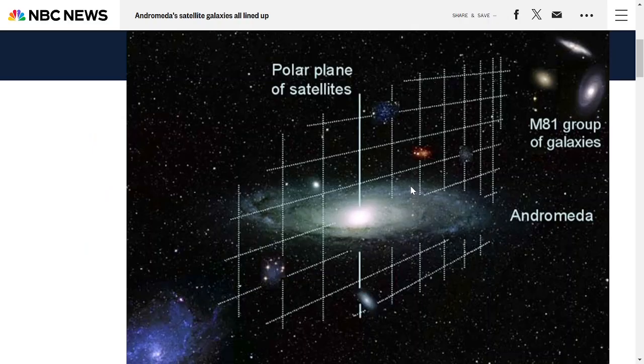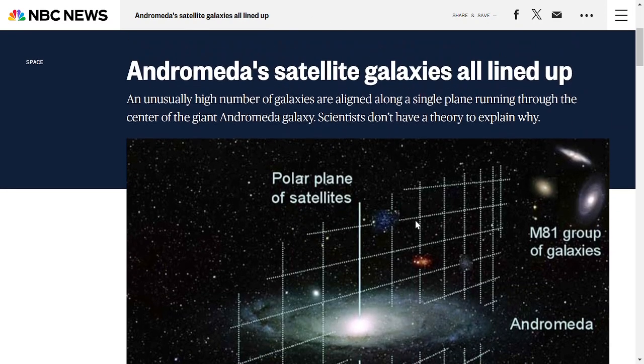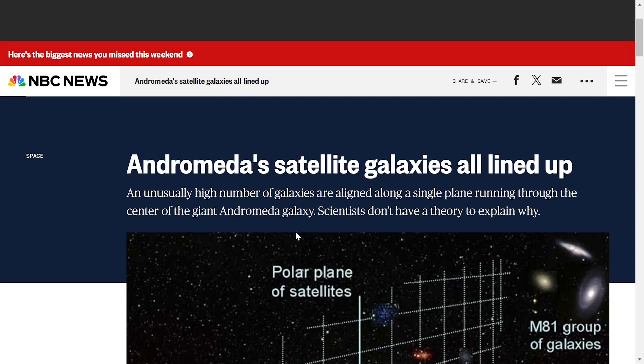Oh, hang on a sec. Andromeda's satellite galaxies all lined up? What's going on here? This is from 2006. An unusually high number of galaxies are aligned along a single plane running through the center of the giant Andromeda galaxy. Scientists don't have a theory to explain why. That's a lie.